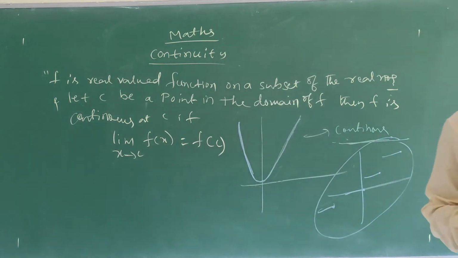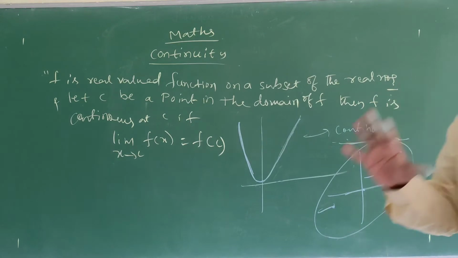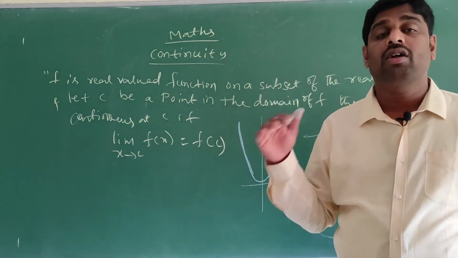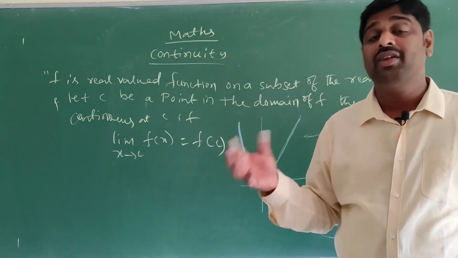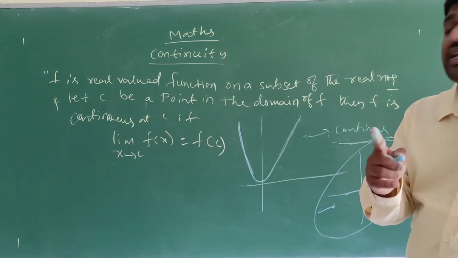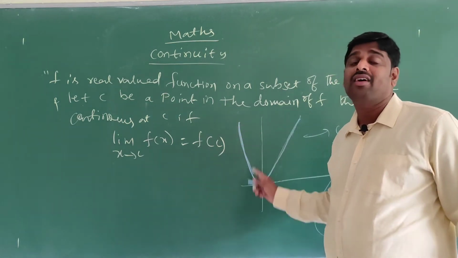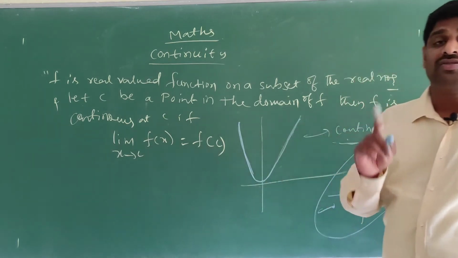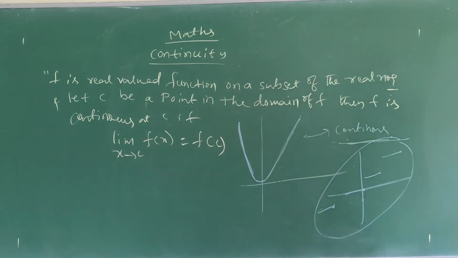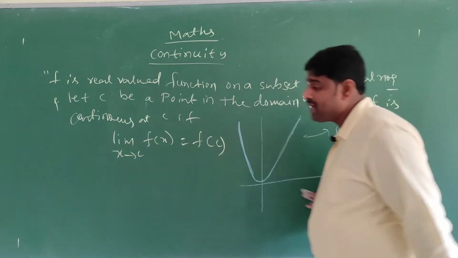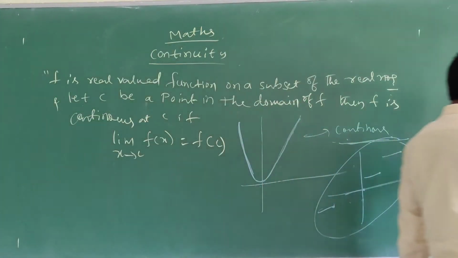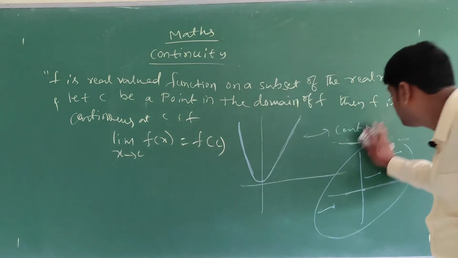One is continuous, another one is discontinuous. Continuous means to draw the curve without lifting a pen. To draw the curve with lifting a pen is called discontinuous. The best examples for continuous are the hyperbolic function, polynomial function or modulus function. The best example for discontinuous is the greatest integer function. These are the basic definitions for continuous and discontinuous.